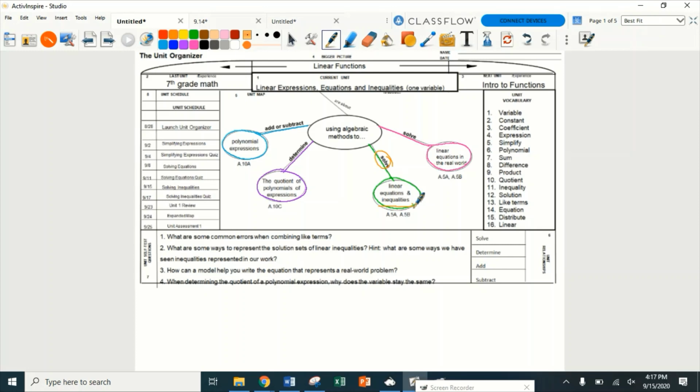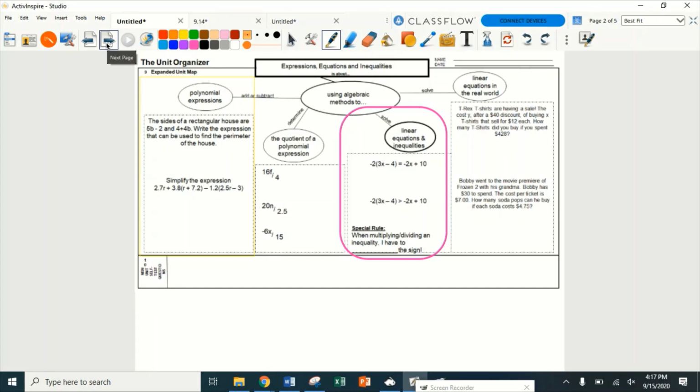We can prepare for it by looking at the expanded map on the back of our unit organizer. So here, the questions that have to do with linear inequalities are these right here in the pink box. So notice here we have two questions. One is about an equation, which is this first one. Remember, equations have equal signs.